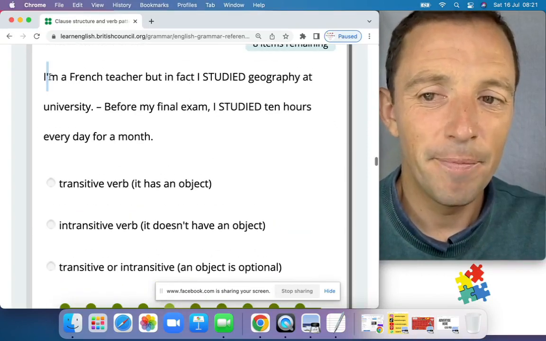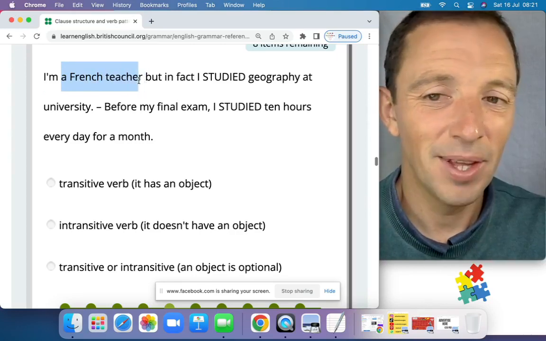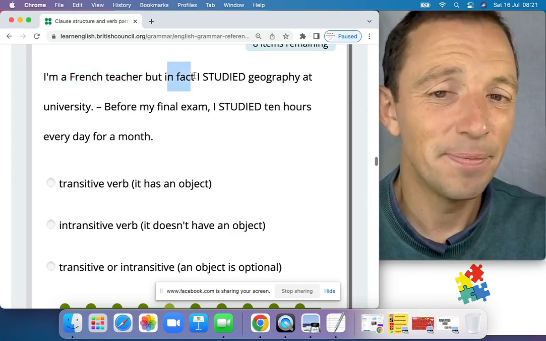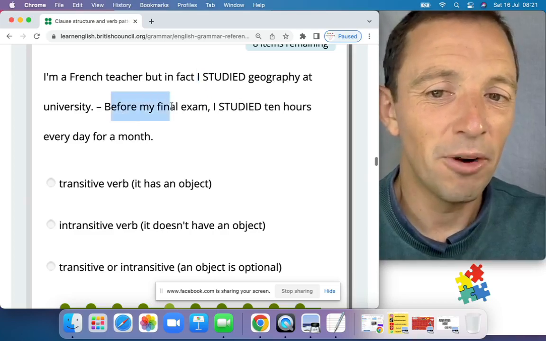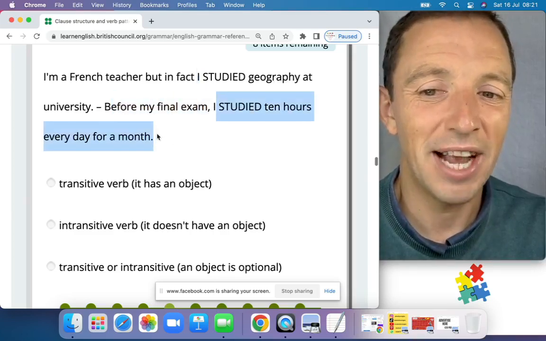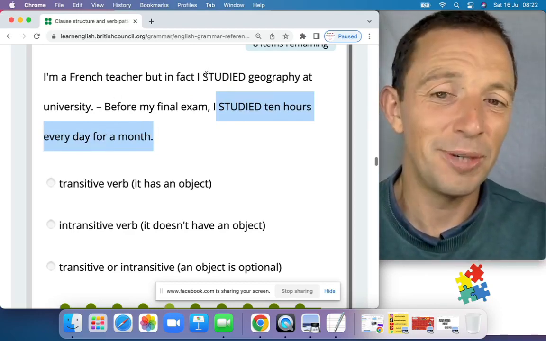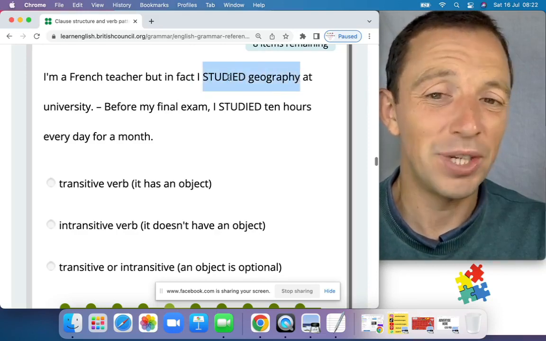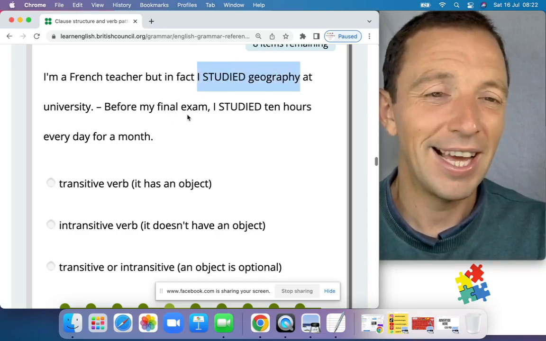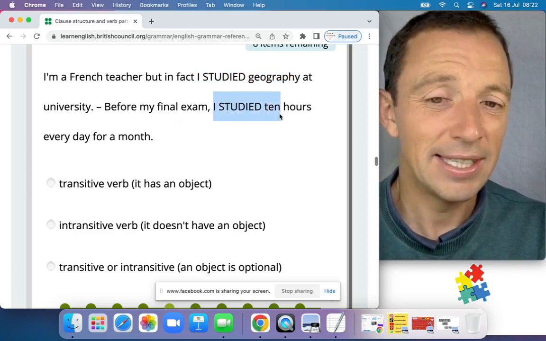I am, subject, verb, a French teacher. But, in fact, I studied geography at university. Before my final exam, I studied 10 hours every day for a month. So difficult. The verb is to study. The first example is the subject, the verb in the past simple plus the object, I studied geography. And the second example, I studied 10 hours every day.